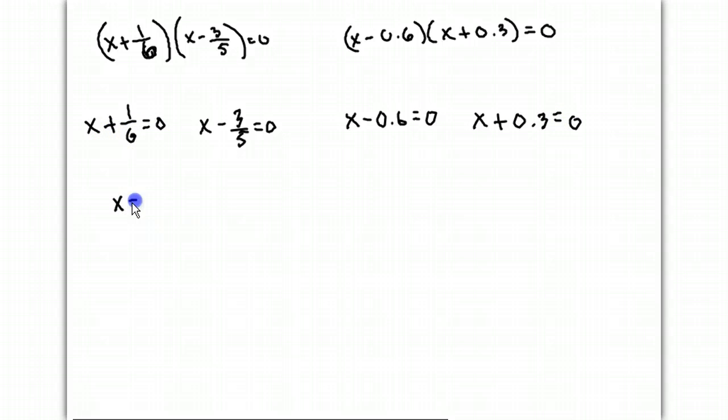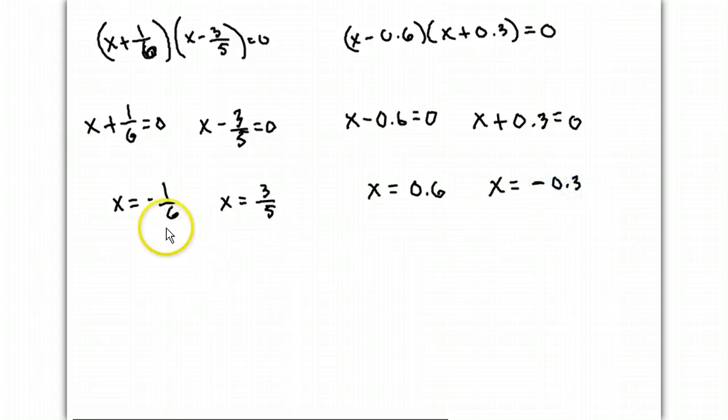So you end up having x equals negative 1/6 and x equals positive 3/5 here. Over here you have x equals positive 0.6, moving it to the other side changes the sign, and x equals negative 0.3. So your answers here are negative 1/6, positive 3/5, 0.6, and negative 0.3.